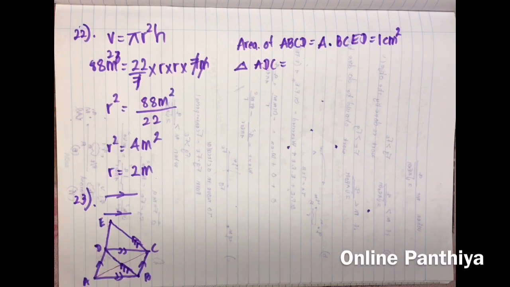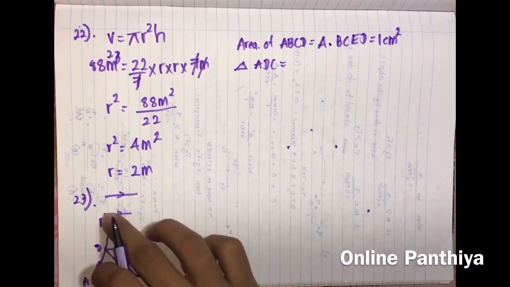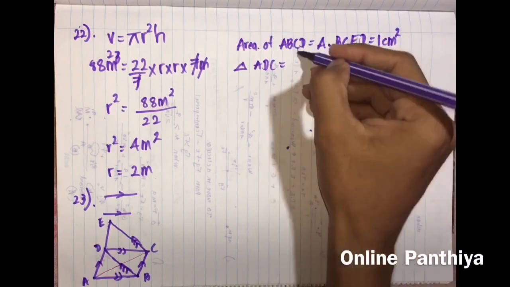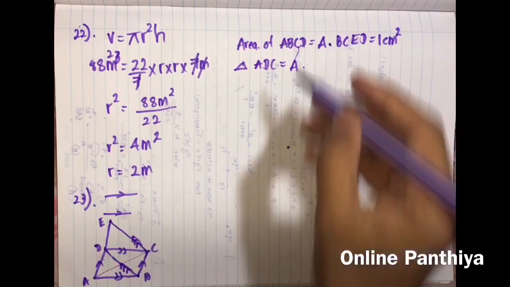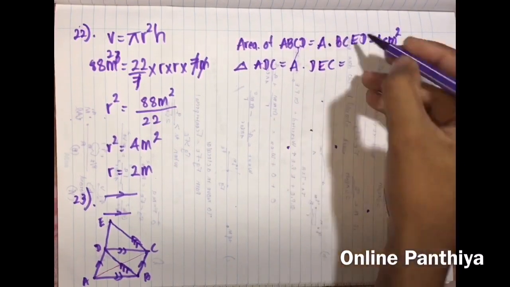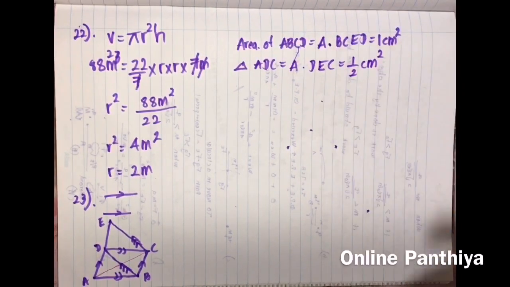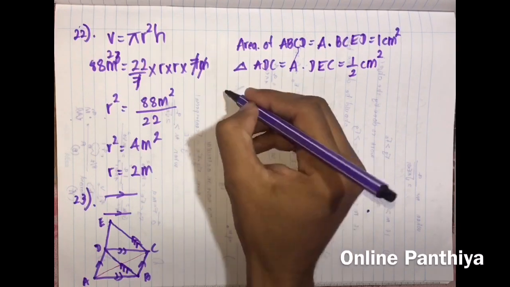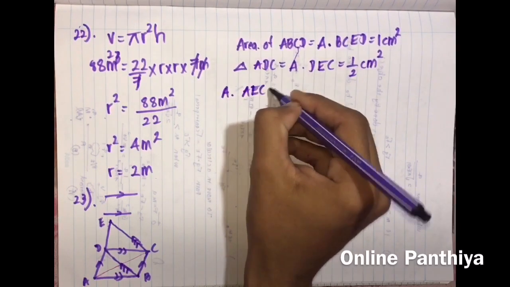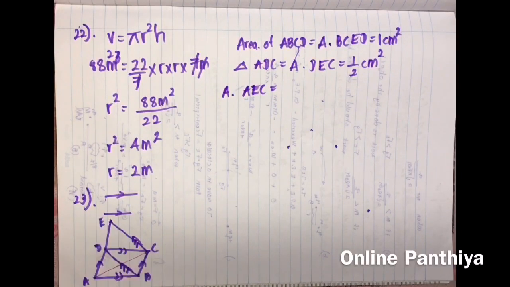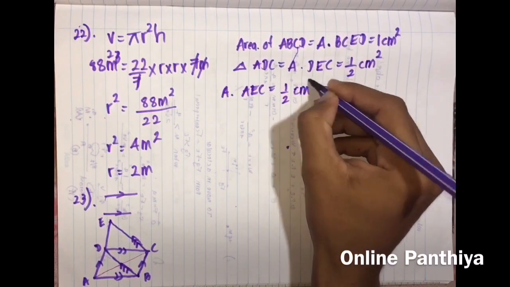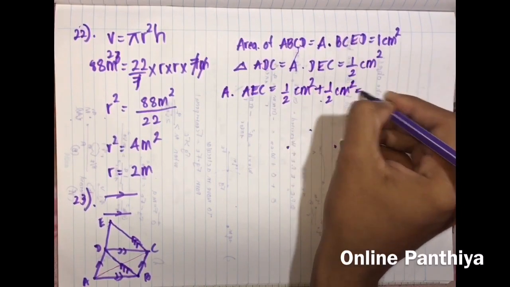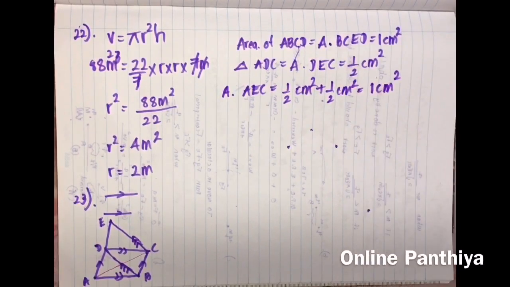Is that clear? Because it is just like taking half of this parallelogram and taking half of this parallelogram. Those two parallelograms are equal and I am taking half of them. That is equal to area of DEC. Half of it means it is equal to half centimeter squared. Now in order to find the area of AEC, you have this triangle plus the other triangle. Both have a value of half centimeter squared. So let me add both. Half centimeter squared plus half centimeter squared is equal to 1 centimeter squared.